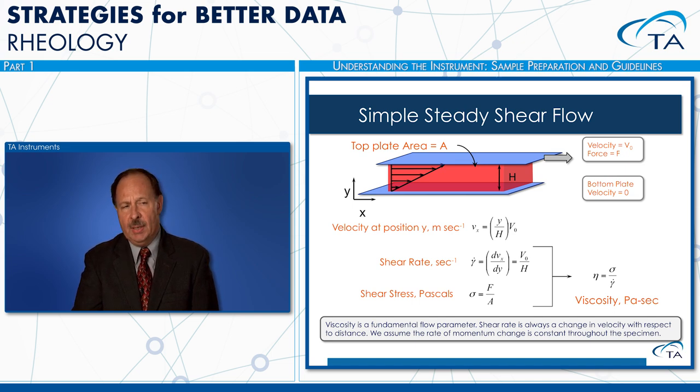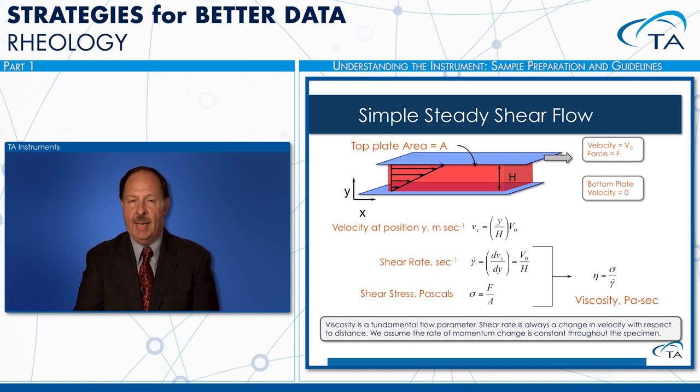Going back to looking at the shear rate, let's just look at this term a little bit more. The velocity will be in meters per second. The gap is in meters, so meters per second divided by meters will give you reciprocal seconds, okay? So if we take the viscosity as the stress divided by the shear rate, we can see that the units of viscosity would be pascal seconds in the SI units.